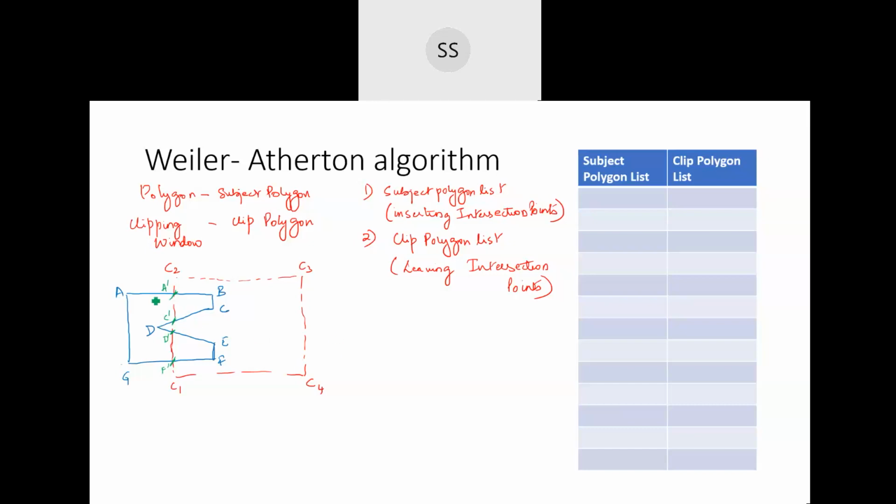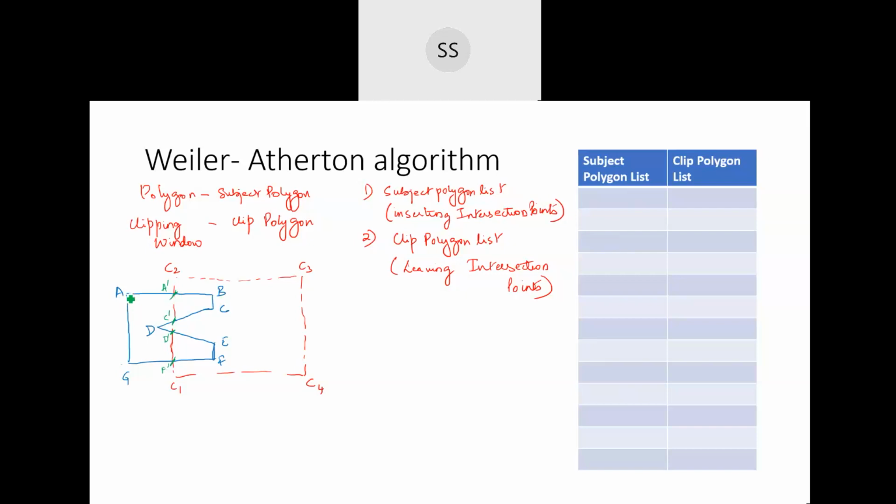Now, once you have found the intersection points of your subject polygon with your clip polygon, you need to write the subject polygon list. What does the subject polygon list consist of? It consists of all the vertices of your subject polygon, which also includes the intersection points.